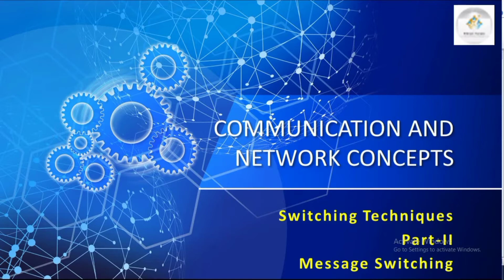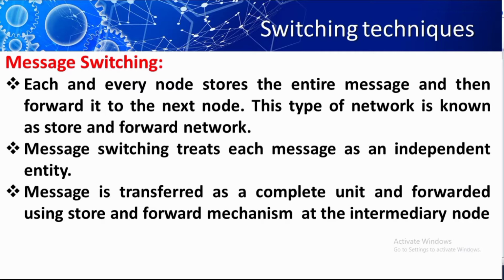In message switching, it uses store and forward mechanism. A big data cannot be transferred from sender to receiver at one stretch. So it is broken into individual pieces or entities. And each of these pieces will be transmitted to the intermediate node.